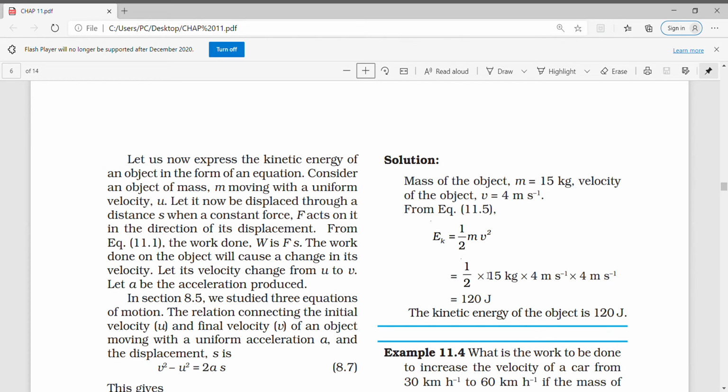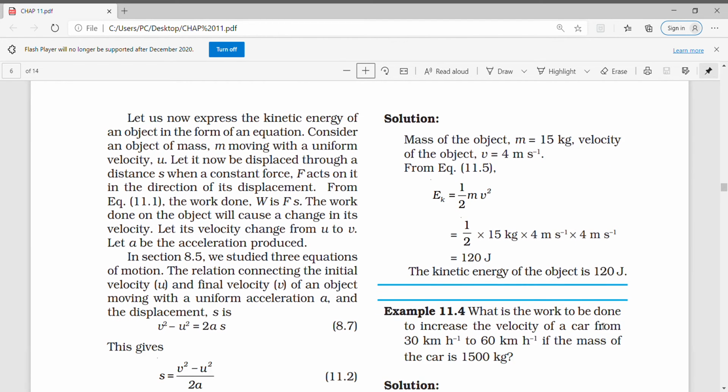Here we have mass 15 kilograms and velocity is 4 meter per second. So as it is v square, so that is why this 4 meter per second is multiplied with 4 meter per second. It is written 2 times here. So you are getting answer equal to 120 joules.